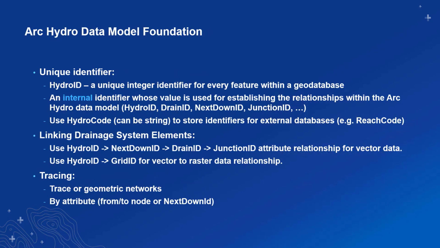On the data model side of things, ArcHydro is based on three key elements. First, unique identifier, and we will use HydroID as globally unique identifier within a geodatabase. Second, linking data elements using the unique identifier. And finally, using tracing to identify upstream and downstream elements. The tracing can be done either via trace or geometric network capabilities for complex drainage systems like stormwater, or using attribute tracing for simpler drainage systems.